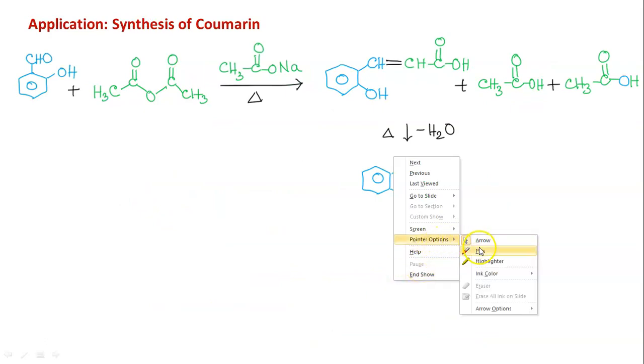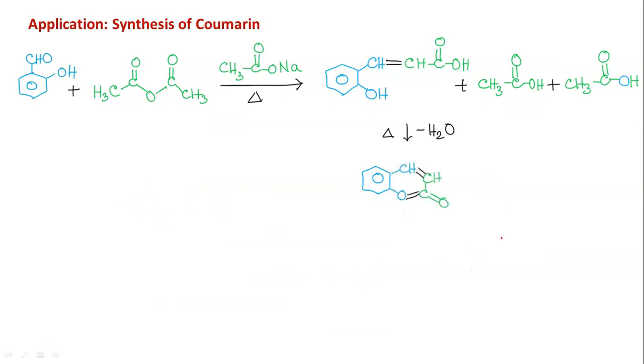Applications of the Perkin reaction. One application we have already seen in the mechanism, that is the generation of cinnamic acid, which is an important compound. So we can synthesize cinnamic acid by the Perkin reaction. That is one application, and another application is coumarin synthesis. Here we have taken salicylaldehyde. It is just like benzaldehyde, the only difference is that an OH group is present in the ortho position. Now this is acetic anhydride and sodium acetate, so this is our Perkin product.